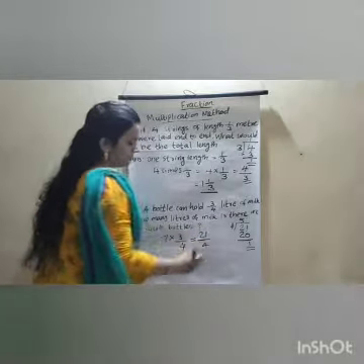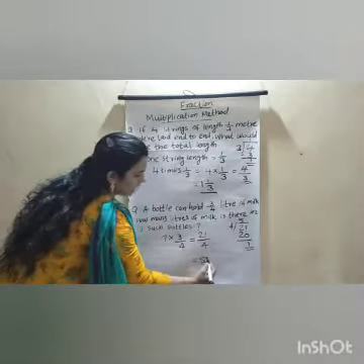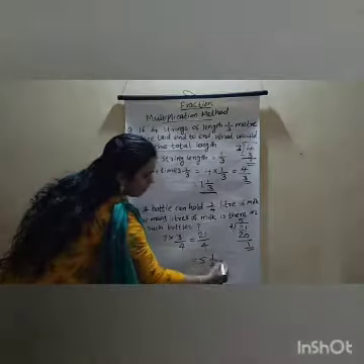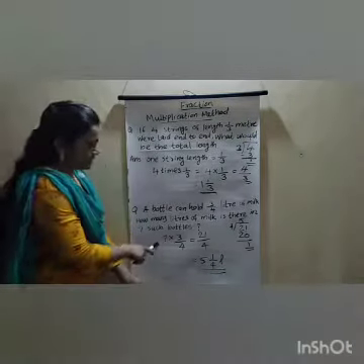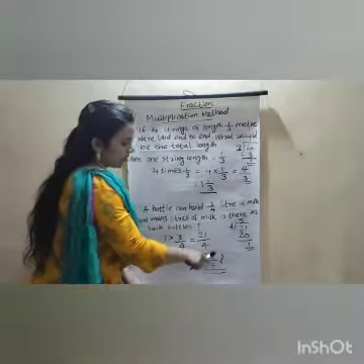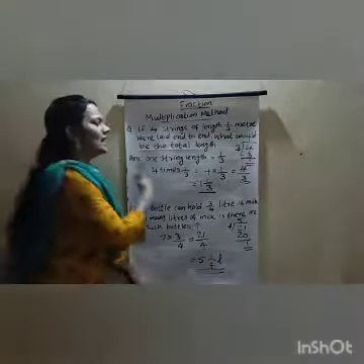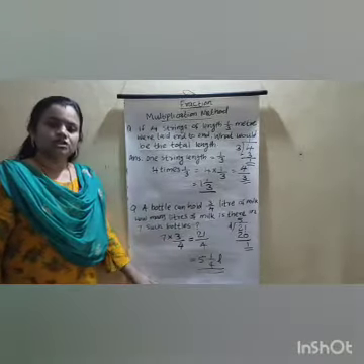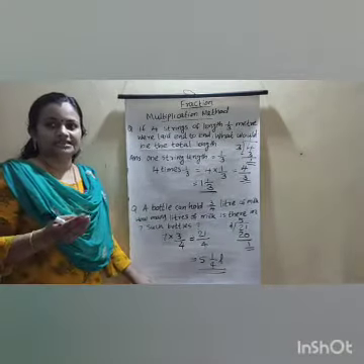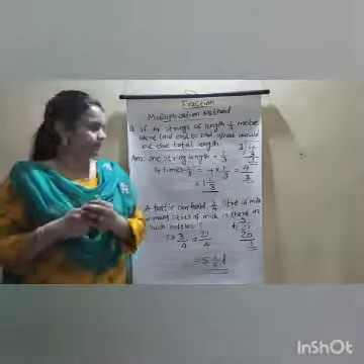Then what is the answer? Quotient, remainder by divisor. So we can write 5 1 by 4 liters of milk. 7 bottles can hold 5 1 by 4 liters of milk. Understand? You do the direct multiplication. So you should study the multiplication tables 1 to 10.